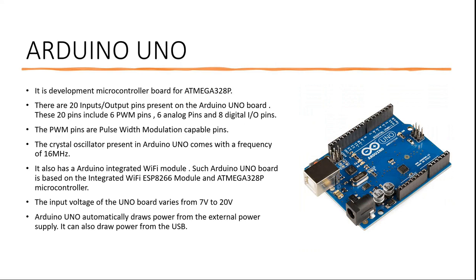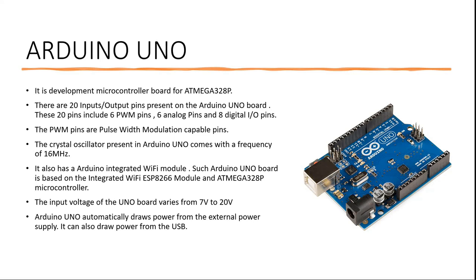Arduino Uno is a development microcontroller board based on the ATmega328P. There are 20 input-output pins present on the Arduino Uno board. These 20 pins include 6 PWM pins, 6 analog pins, and 8 digital input-output pins. The PWM pins are pulse width modulation capable pins. The crystal oscillator present in Arduino Uno comes with a frequency of 16 MHz. It also has an integrated Wi-Fi module. The board is based on the integrated Wi-Fi ESP8266 module and the ATmega328P microcontroller.